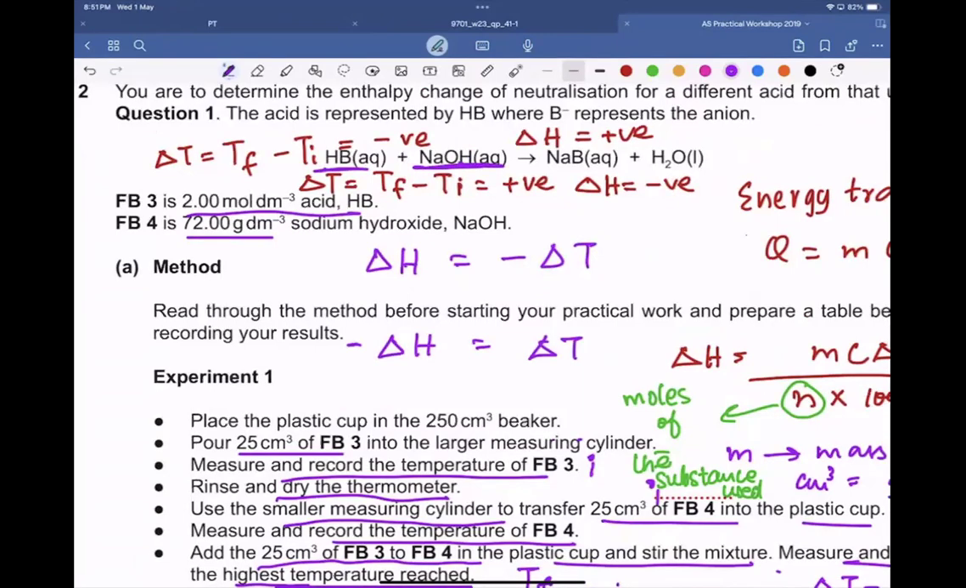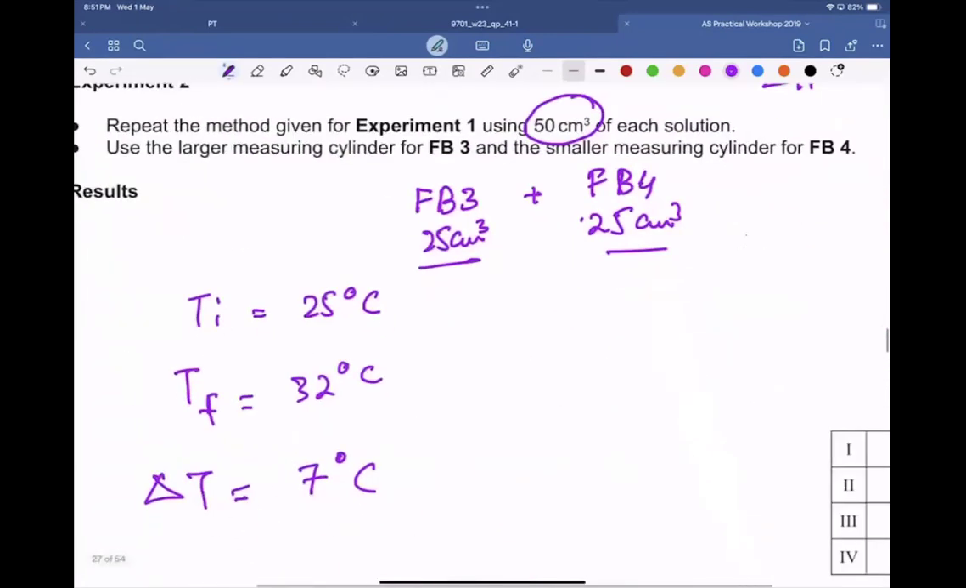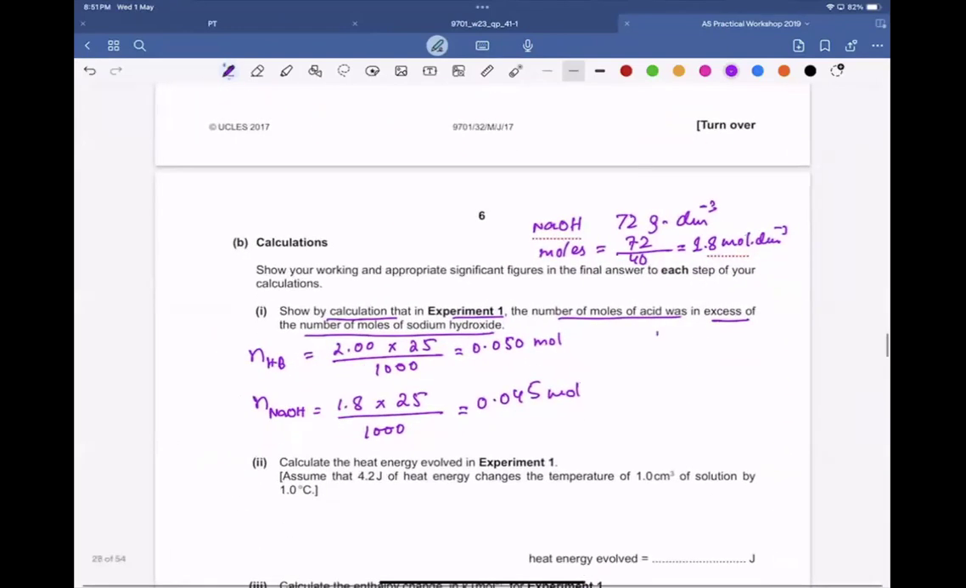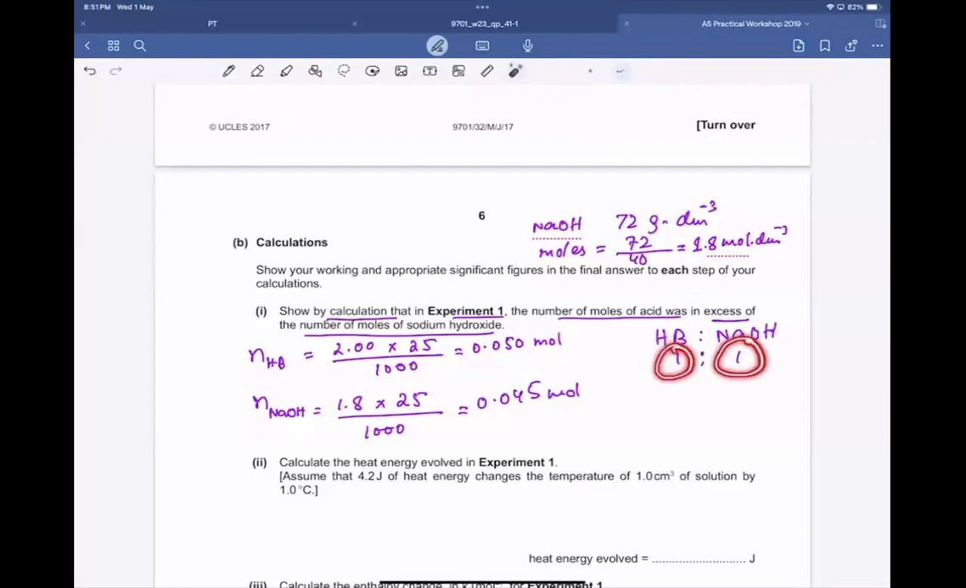So see, if you look at the equation over here, the ratio between acid and sodium hydroxide is 1:1, right? They have a coefficient 1:1. So HB and NaOH have the ratio of 1:1. So it means that for 1 mole of HB, 1 mole of NaOH is required.